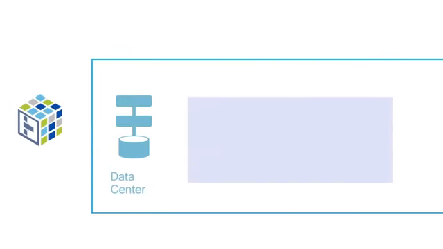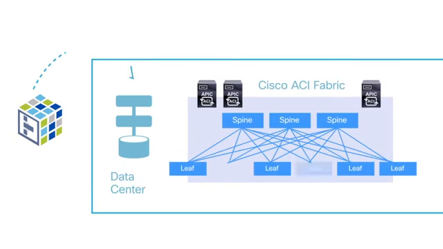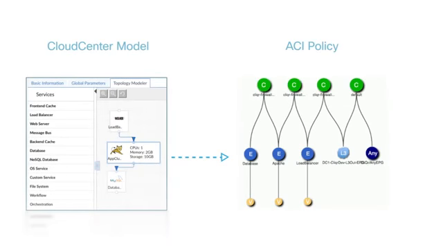When CloudCenter deploys an application in an ACI environment, it automates network configuration specific to each deployment. CloudCenter application-centric management and ACI application-centric networking are an ideal fit.